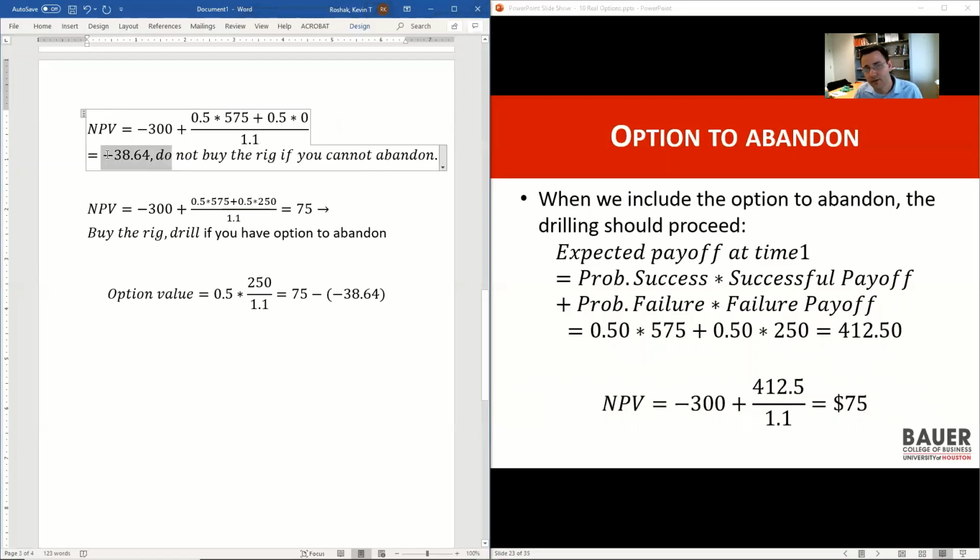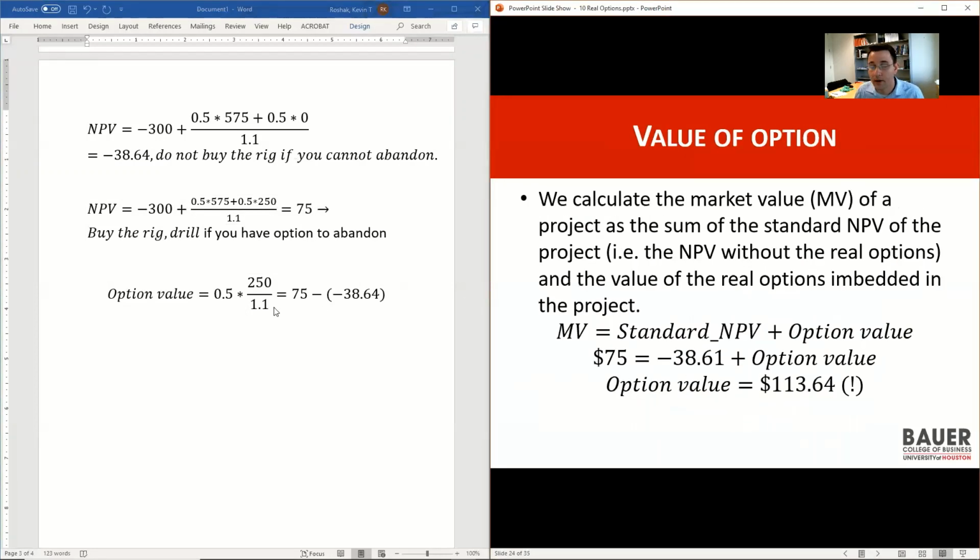This negative $38.64 assumed that you were going to drill no matter what, and you couldn't sell the rig. If you can abandon and you can sell the rig, you get a 75. So the difference then becomes the value of the option to walk away. Okay, that works out to about $113.64. This is how much the ability to salvage the rig and walk away from it is worth to us, 113.64.